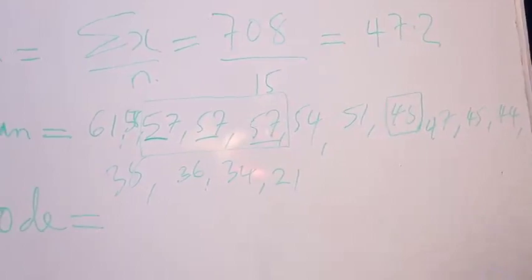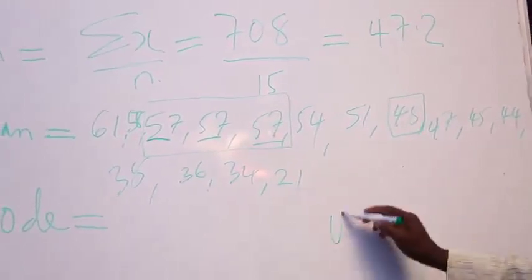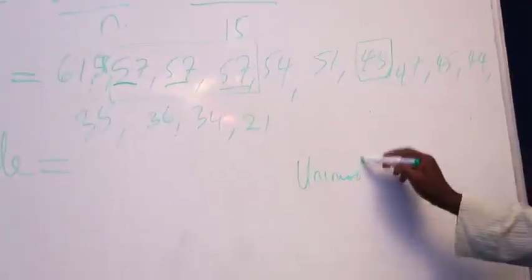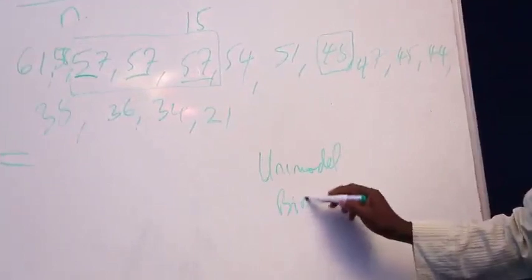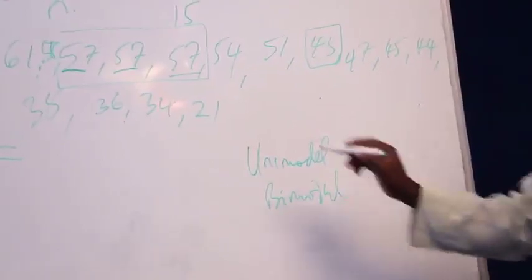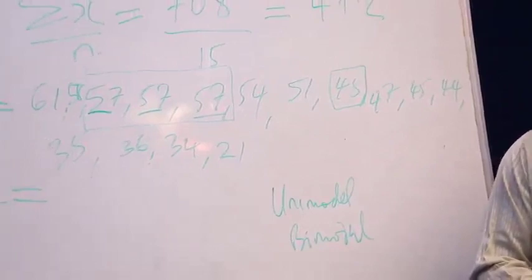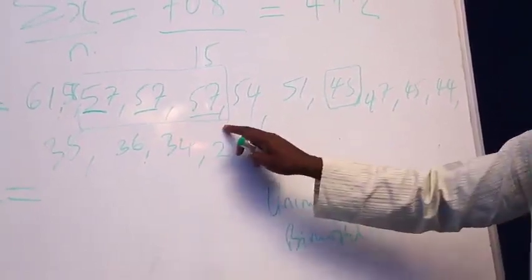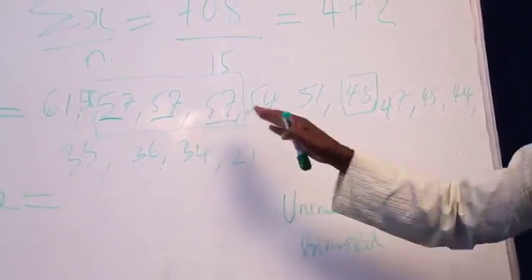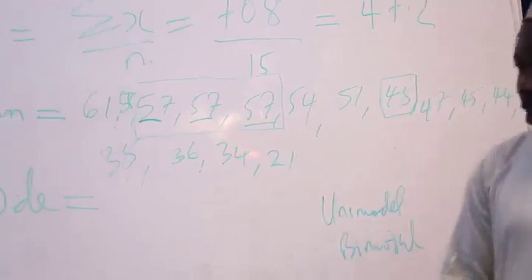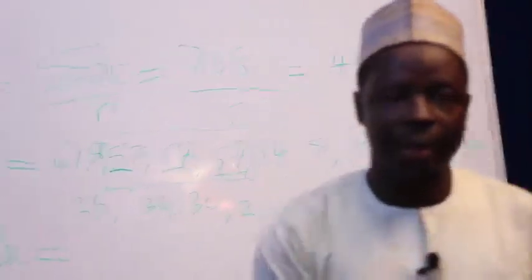comes. And usually we have unimodal or bimodal presentation of data. So if you only have one mode, it is unimodal, and if you have another observation that occurs more frequently, you can have that.